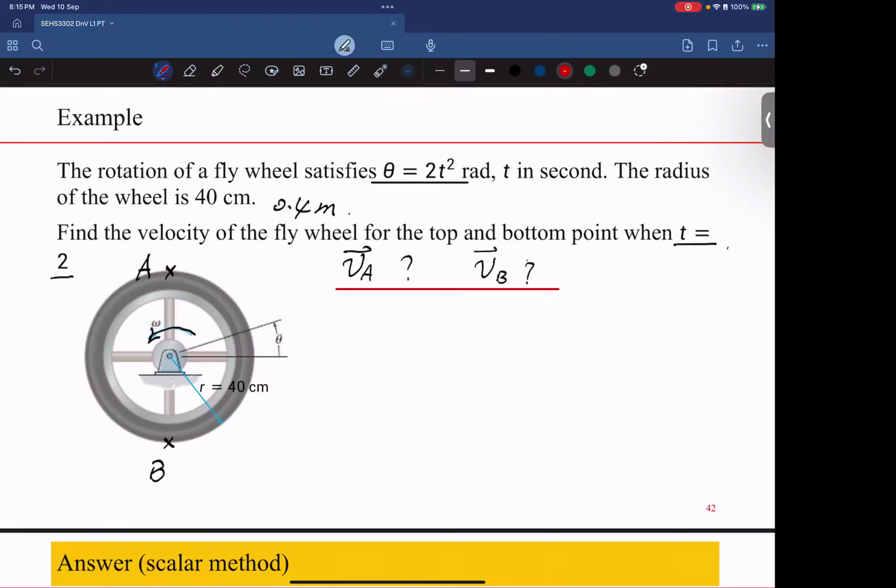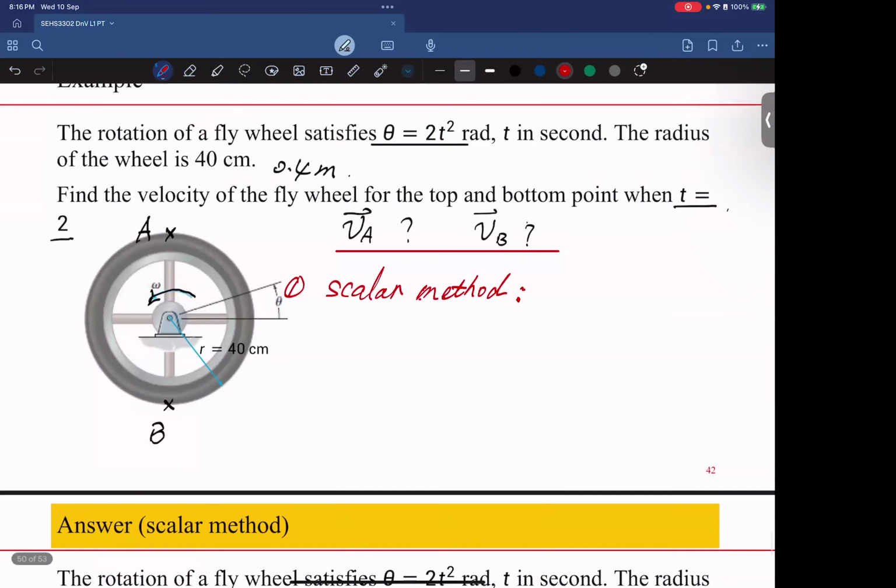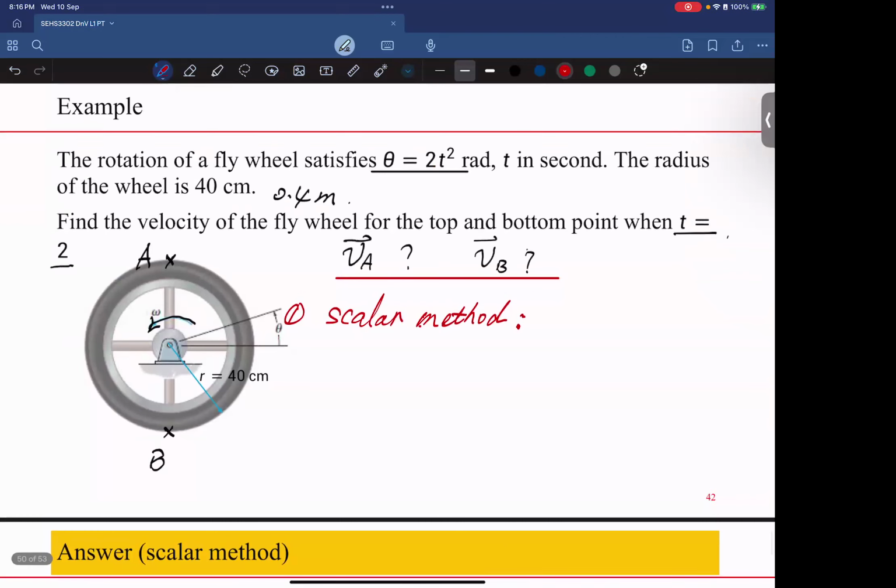For example, we can just do it like this. We just use the scalar method, which means we just use the number without the vector. We have two methods. The first one is the scalar method. The scalar method tells us we can identify the direction of the motion in this way.